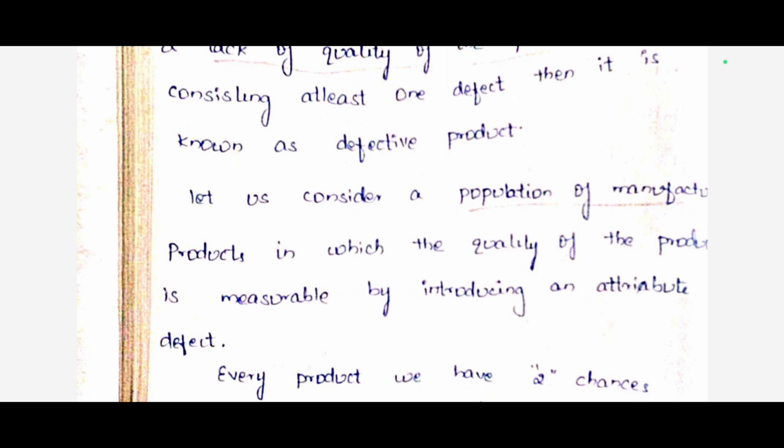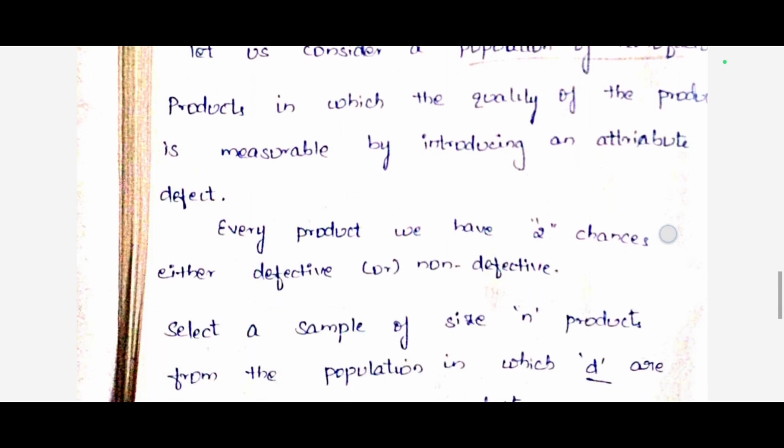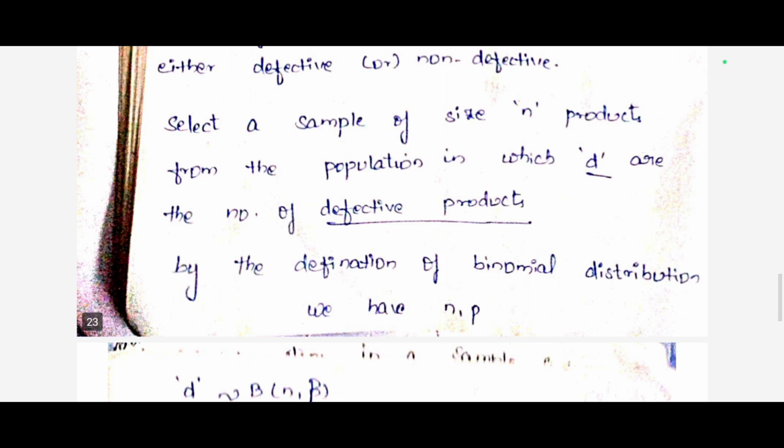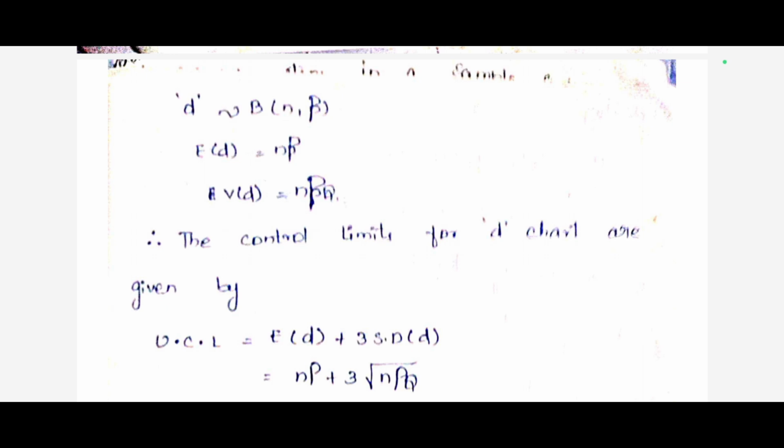Let us consider a population of manufactured products in which the quality of the product is measurable by introducing an attribute called defective. Every product has two chances, either defective or non-defective. Select a sample of size n from the population in which d is the number of defective products. So here we directly consider the defective products. By the definition of the binomial distribution, d follows the binomial distribution, with expected value of d equal to np and variance of d equal to npq.